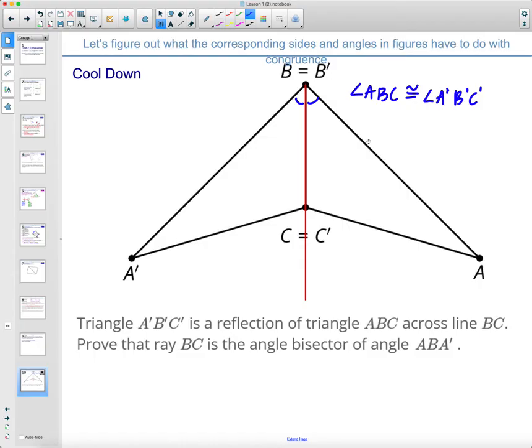So how could we prove that? Because A prime B prime C prime is the image after a reflection of angle ABC. So by definition of a rigid transformation, those angles need to stay the same.